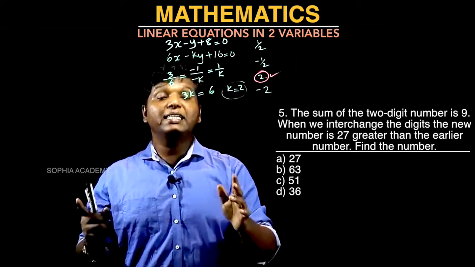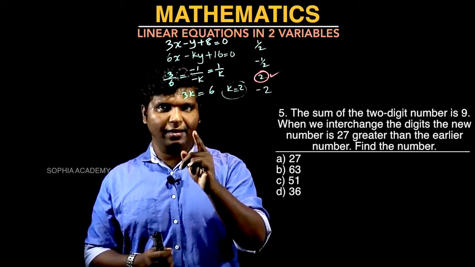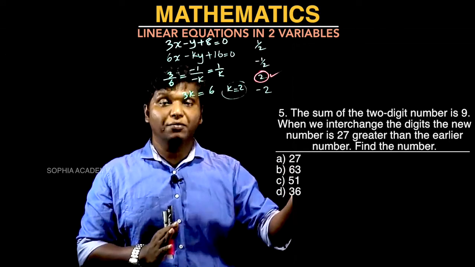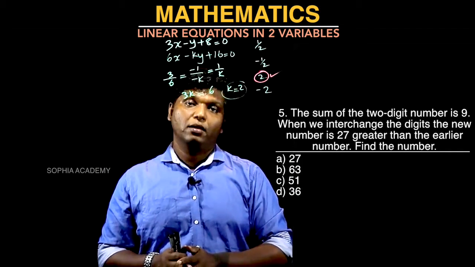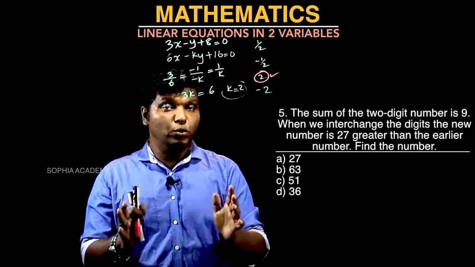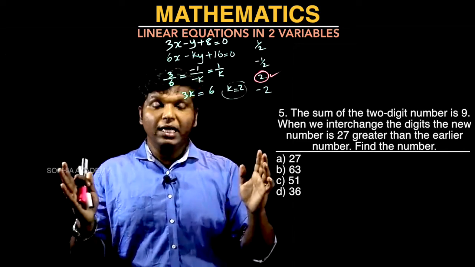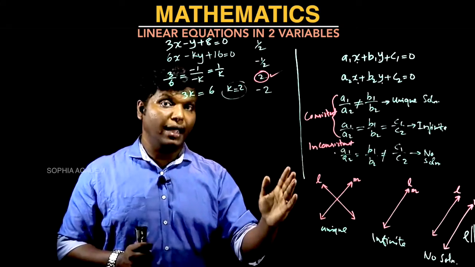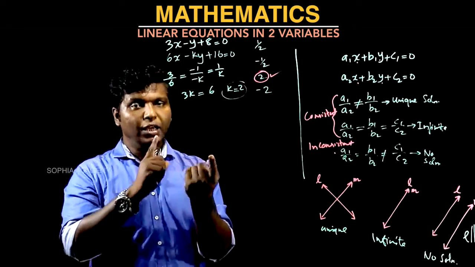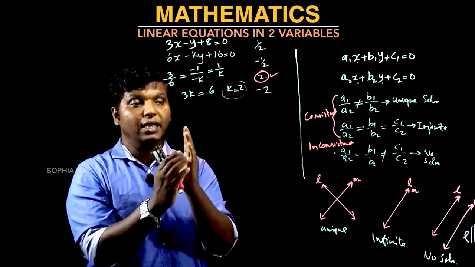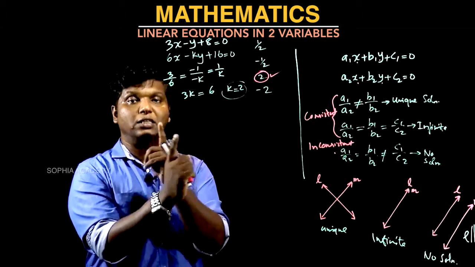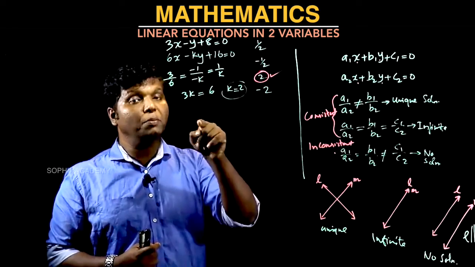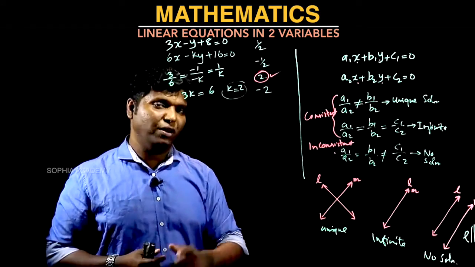The sum of the digits of a 2-digit number is 9. If 27 is added to it, the digits of the number get reversed. Find the number. So here a 2-digit number is mentioned. If you add the digits of that 2-digit number, you get 9 as the sum. Another thing: if you interchange the digits, the number so obtained will be 27 more than the previous number. Then you have to find the original number.